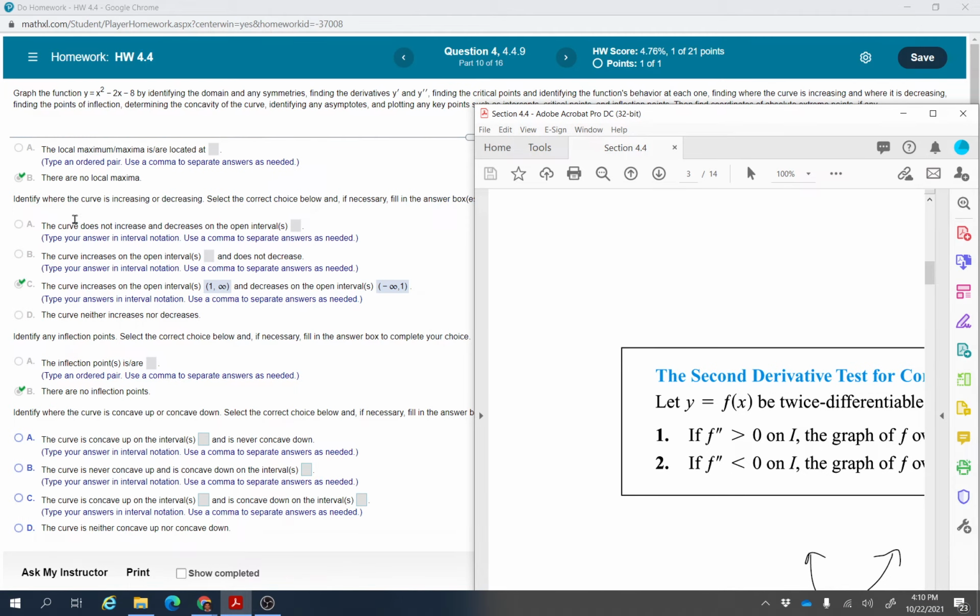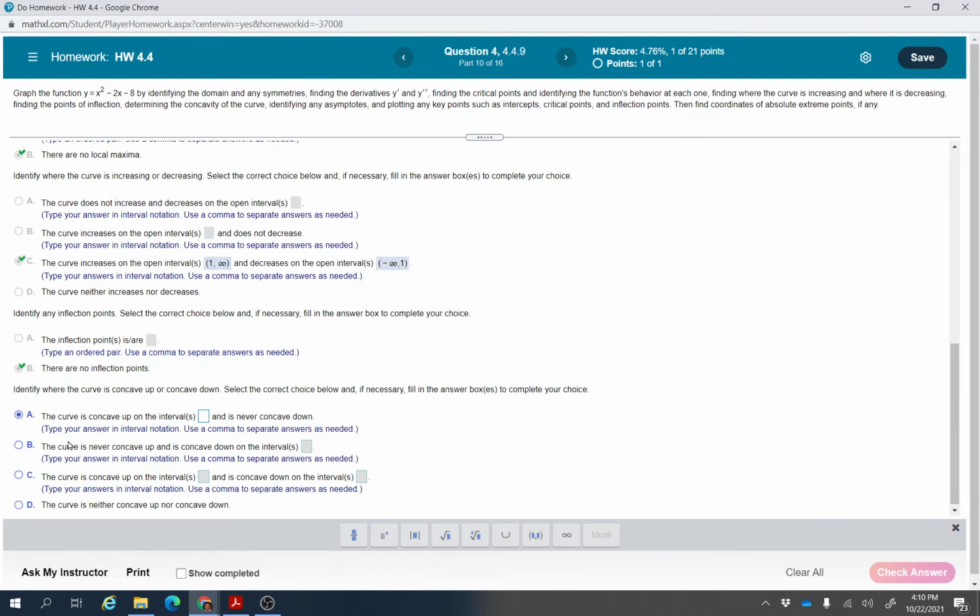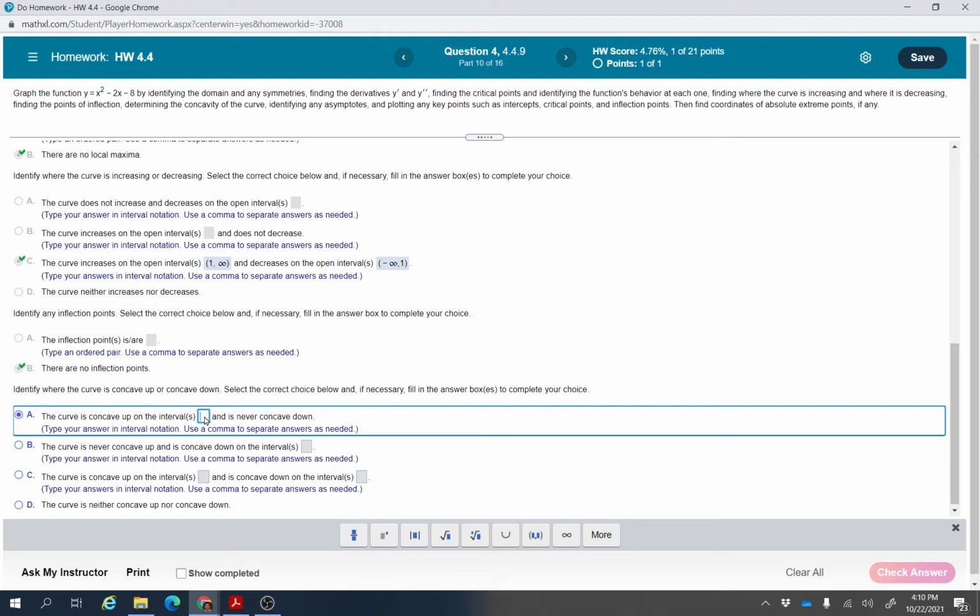So in this case, the second derivative is always positive, so it's always concave up. The curve is concave up on the interval, so it's concave up everywhere. So that means from negative infinity to positive infinity, the curve is concave up everywhere and is never concave down.